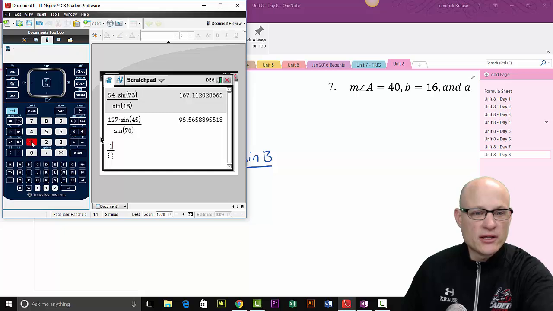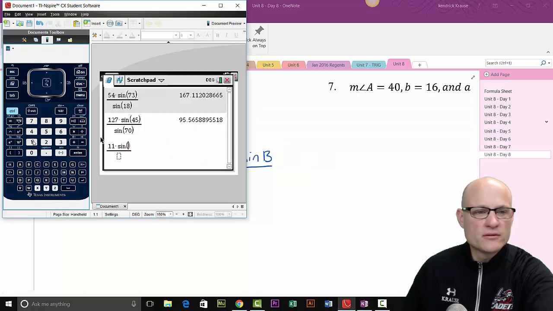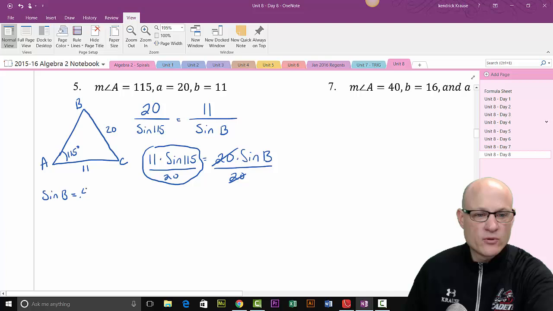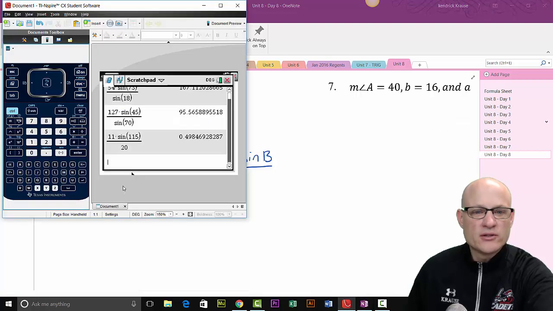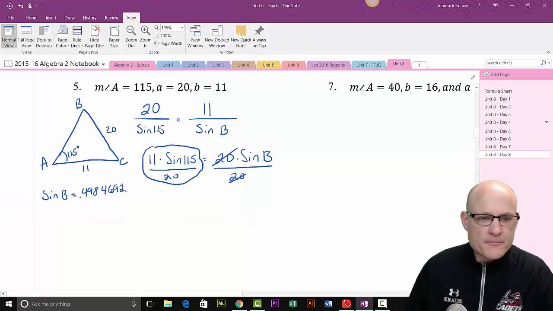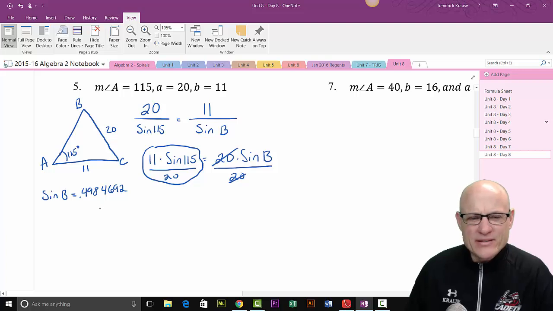Control division, 11 times the sine of 115 all over 20. Now, I don't really want to lose any of these digits because if I lose any, I'm rounding. So 0.4984, 0.4984692. Usually 6 will be good enough, but that's 7. Good enough. Okay. So now I want to figure out what b is equal to.